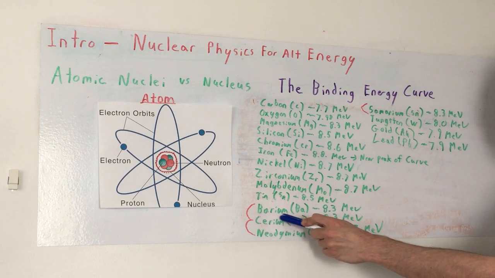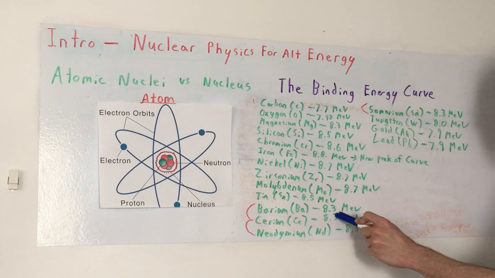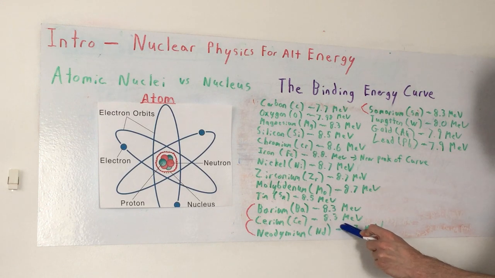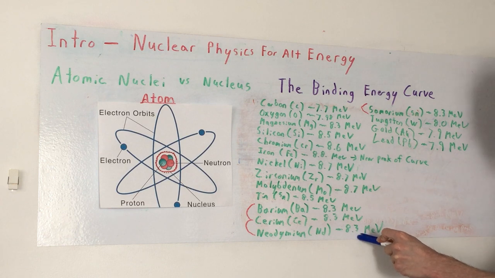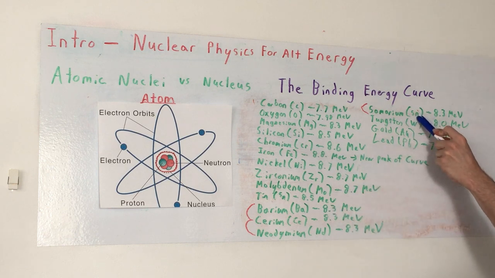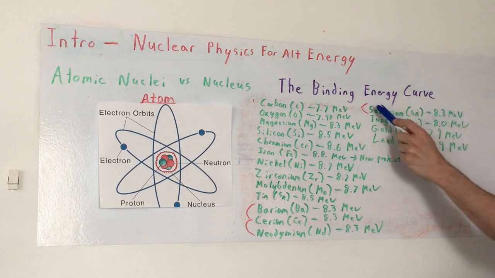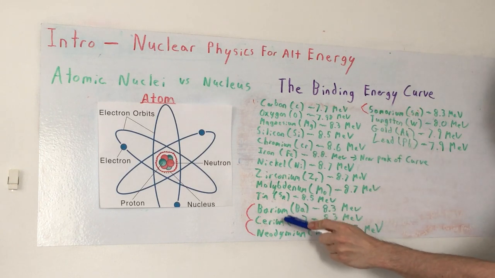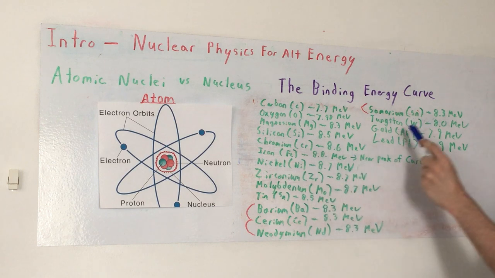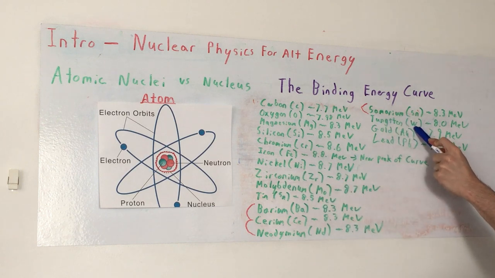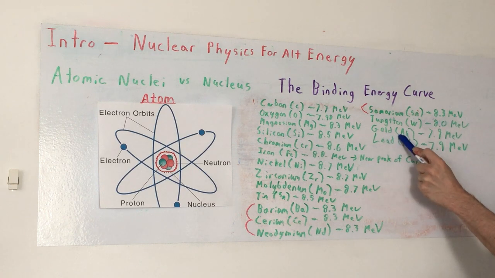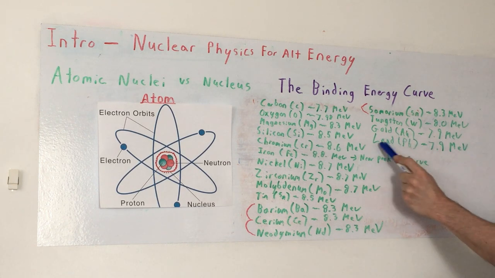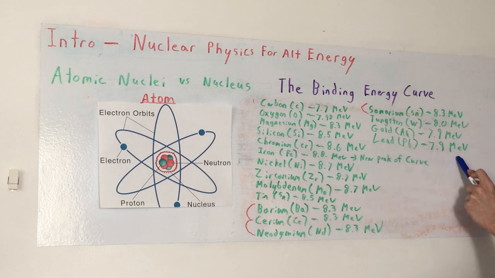And interestingly enough, the barium here sits at 8.3. Now Ce also sits at 8.3, and Nd, which is the rare earth magnet material that Bedini was working with, also sits at 8.3. Is it a coincidence that they're all 8.3? And also Sn is 8.3 MeV. So these combinations here are an extreme focus, but we're not limited to just these. We could try it with tin as well. We could try over here with W, element W, which is 8 MeV. There's also gold, which is 7.9 MeV. And of course, there's lead, which is 7.9 MeV as well.